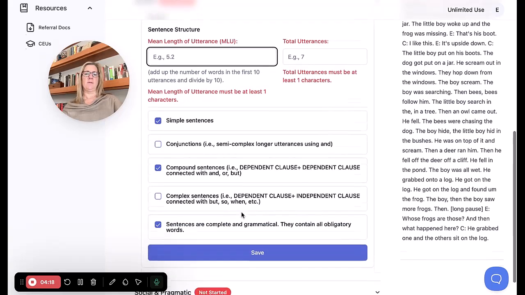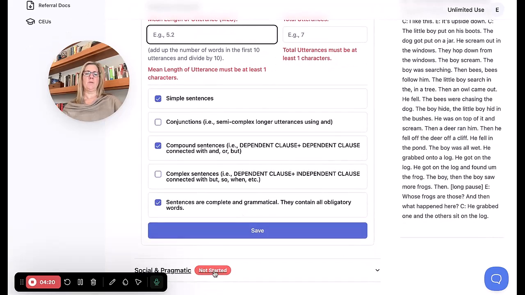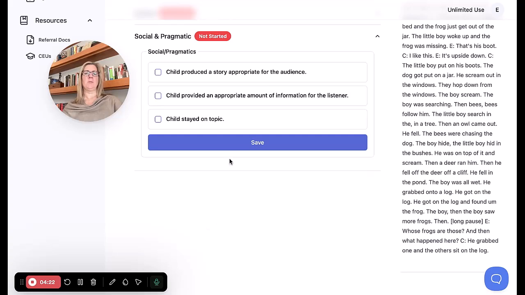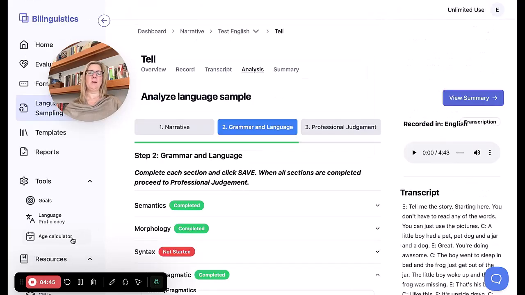So we'll save those, and then we're going to move on to the social pragmatic piece. The child told a story appropriate for the audience. The child provided an appropriate amount of information for the listener and stayed on topic. And I would argue that yes, all of those things were true. That's it for the grammar and language element.